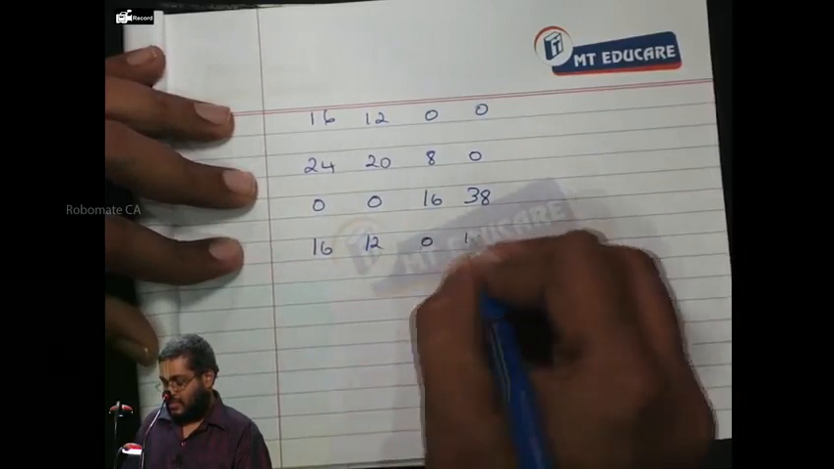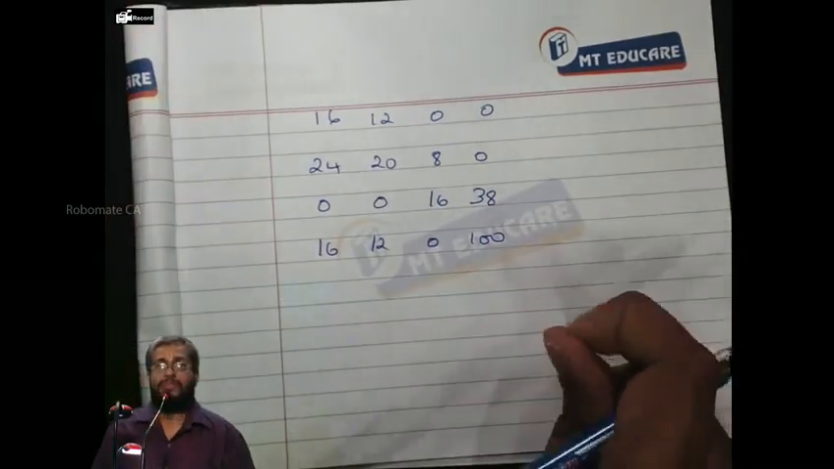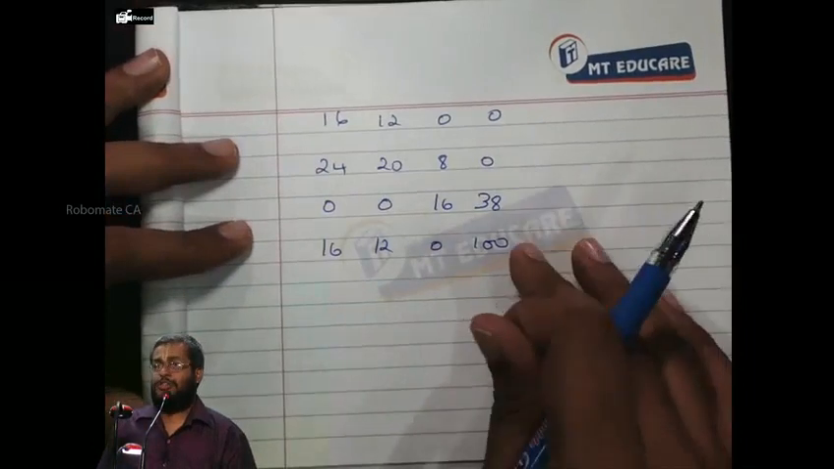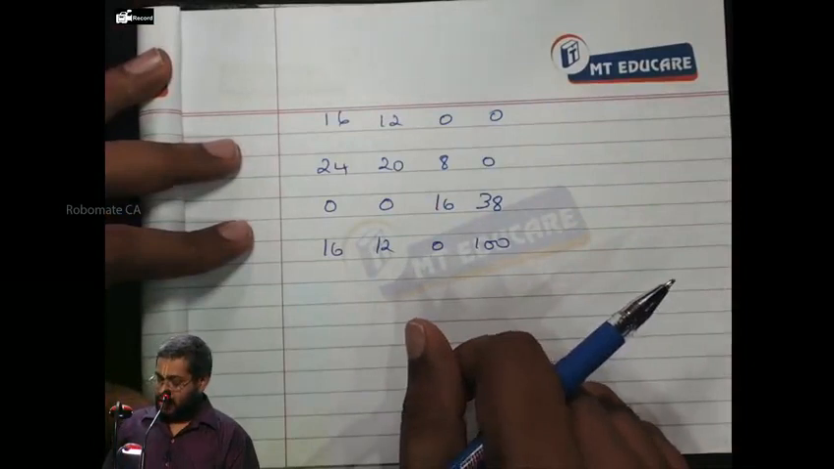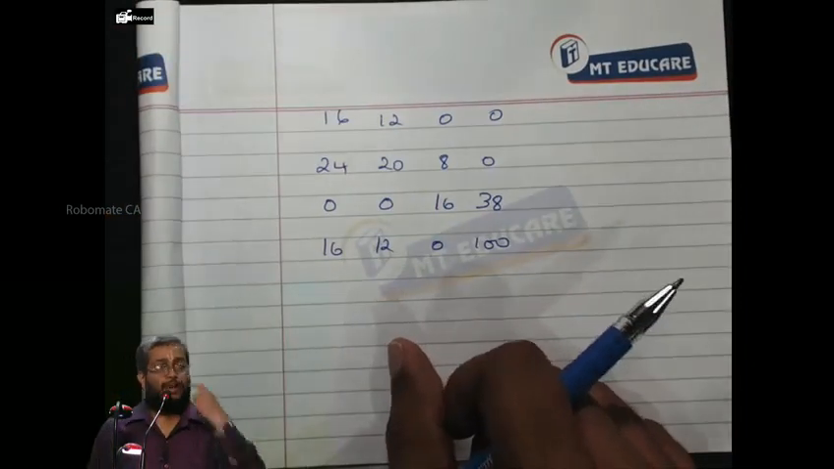12. 0. 100. Okay. Now, please. Any row with 4 zeros? No. Any column with 4 zeros? No. Any row with 3 zeros? No. Any column with 3 zeros? No. Please, don't talk. Any row with 2 zeros?